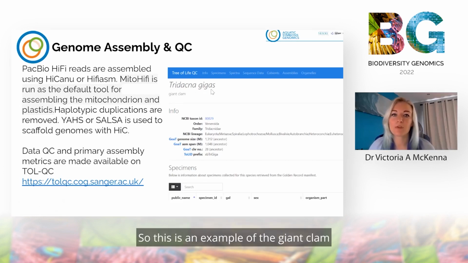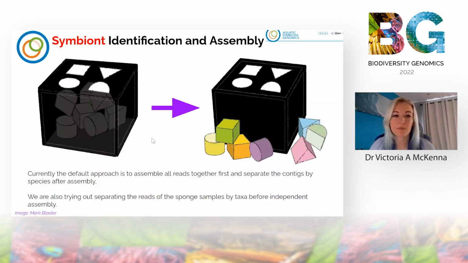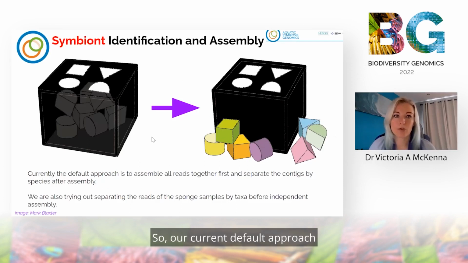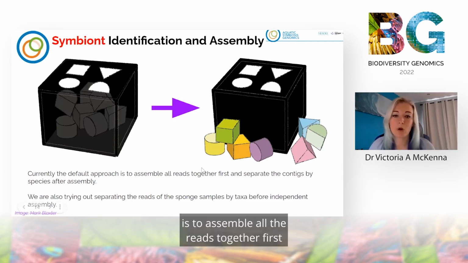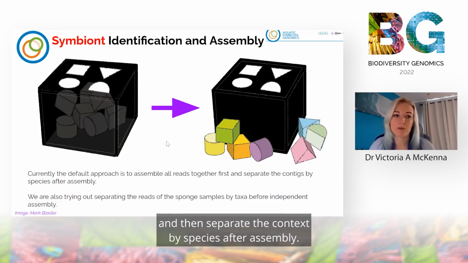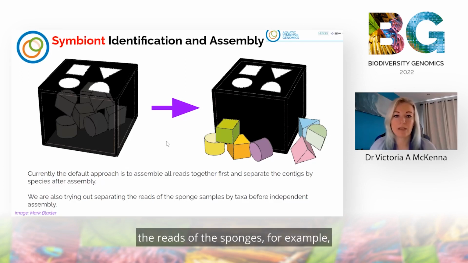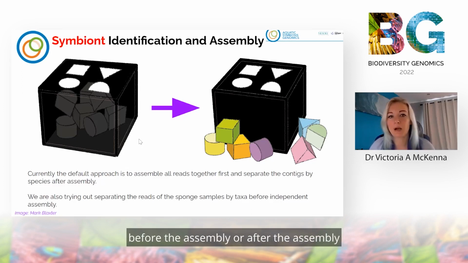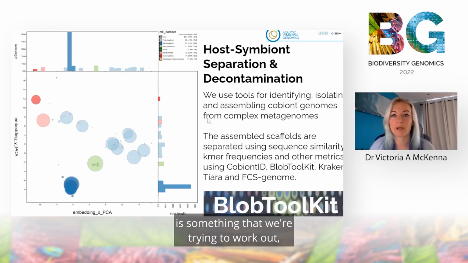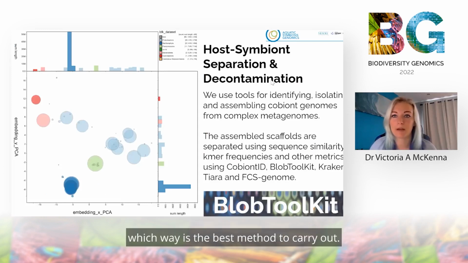So this is an example of the giant clam that was sent in by Joe Lopez. Our current default approach in trying to assemble the symbionts is to assemble all the reads together first and then separate the contigs by species after assembly. But we're also trying to separate out the reads of the sponges, for example, by taxa before independent assembly. So trying to separate those symbionts out before the assembly or after the assembly is something that we're trying to work out, which way is the best method to carry out.